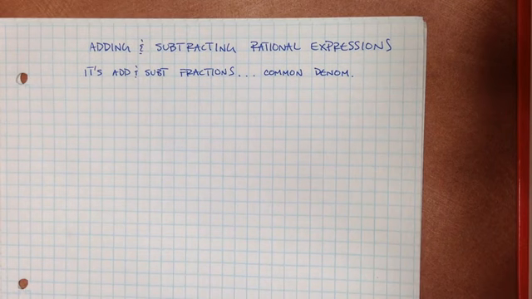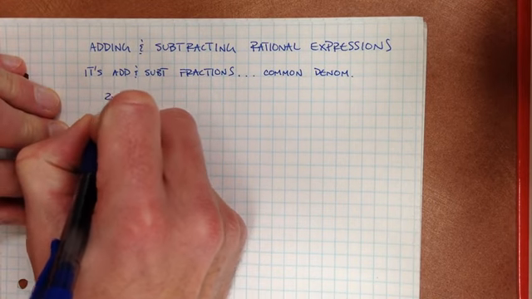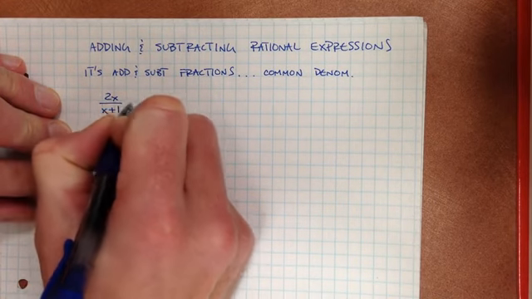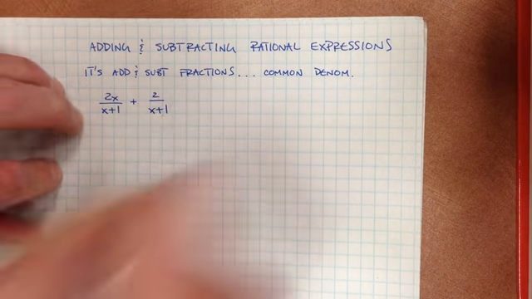Hi there, we're going to be doing some adding and subtracting of rational expressions today. This is pretty much adding and subtracting of fractions. You need to have a common denominator in order to do that. So let's start off with something like this: 2x over x plus 1 plus 2 over x plus 1.